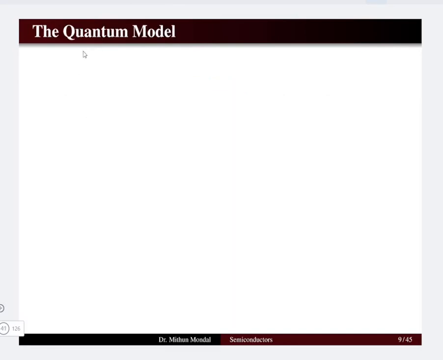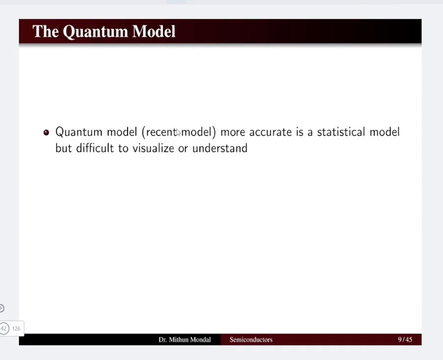Now let us discuss the quantum model. The most recent model is the quantum model, which is more accurate, and it is a statistical model which is very difficult to visualize or understand. So quantum models are not taken into consideration when we teach the fundamentals of electronics. We go with the Bohr model, and the quantum model, however, is more accurate and recent.